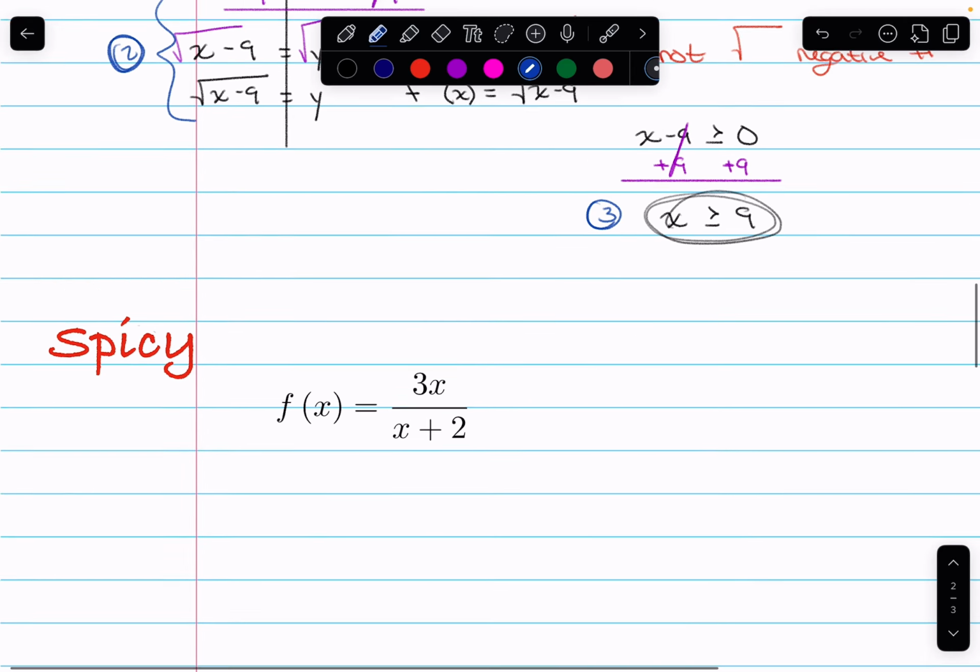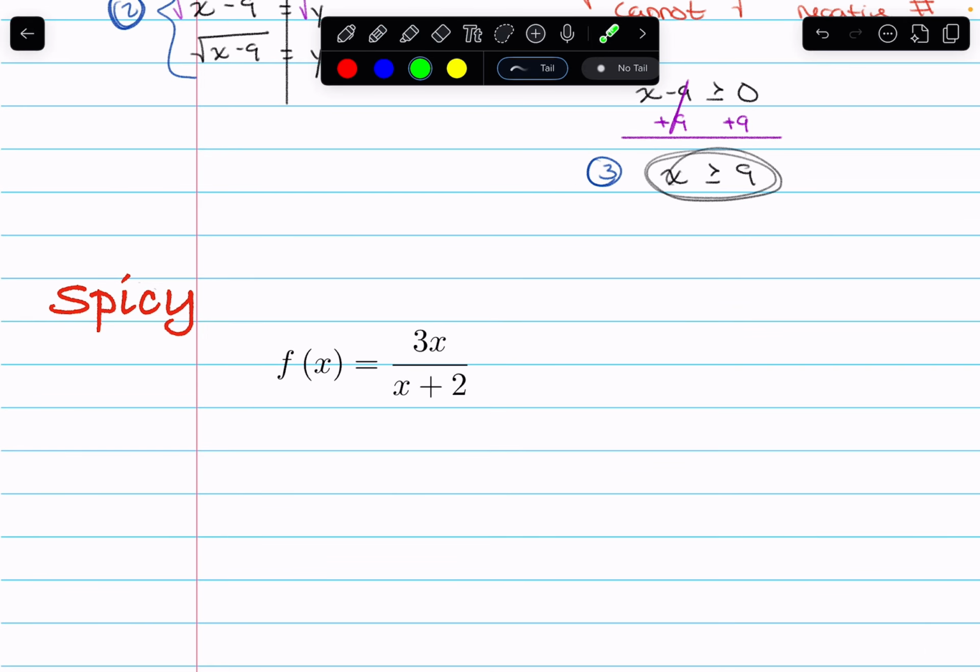We're going to do one more. We're going to do a slightly spicier one. All right. Notice that this has a variable in the numerator and in the denominator. So we need to just be careful with that.